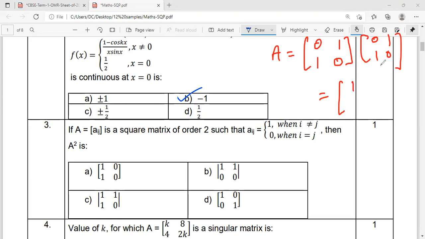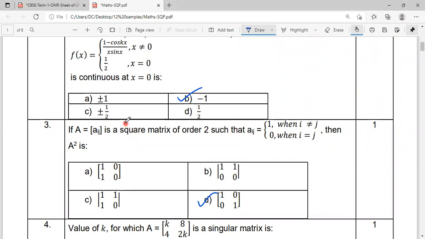Then row to column, it should be 0. And then row and column, 1 into 0, 0 into 0. So this is also 0. Row and column, so this is 1. So your answer is 1 0 0 1. So 1 0 0 1 is the identity matrix. Here it is. All right, let's see the fourth one.